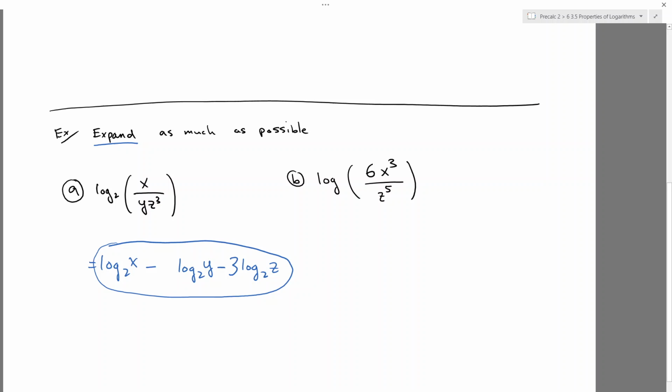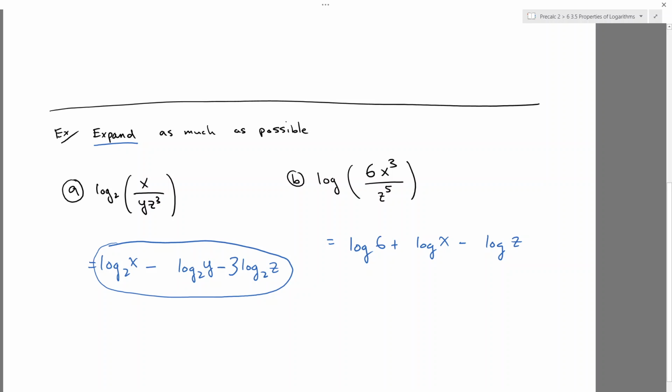Okay. And then in the fourth example here, I actually have 3 things, right? So the 6, the x, and the z. So they separate to 3 logs. So the 6 gets its own log, the x gets its own log, and the z gets its own log. 6 and x are on the top, so they should be positive. And the z is on the bottom, so this should be subtracted.